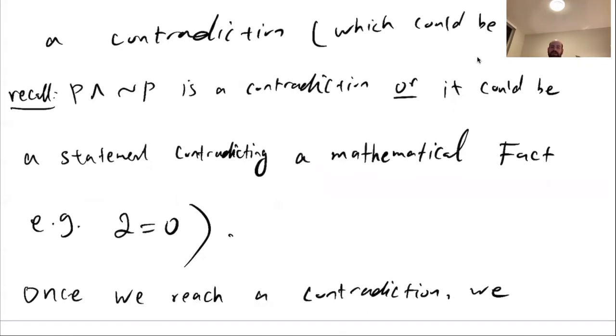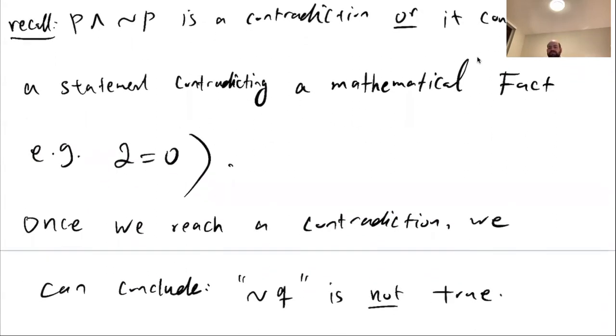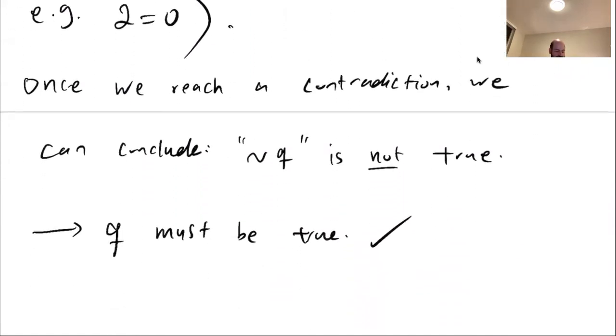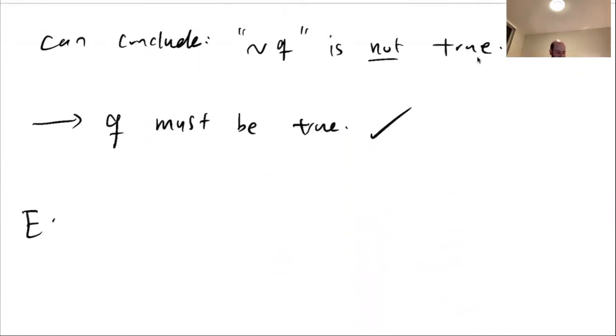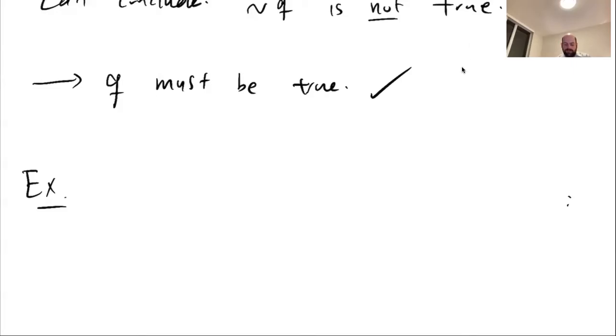So anyway, the summary is that we want to show Q is right. So we assume Q is not right. We reach a contradiction. And this means that negation Q cannot be true. So that means Q must be true, and that's exactly what we want to show. So let's look at an example. We have already done this example: prove that if n squared is even, then n is even.